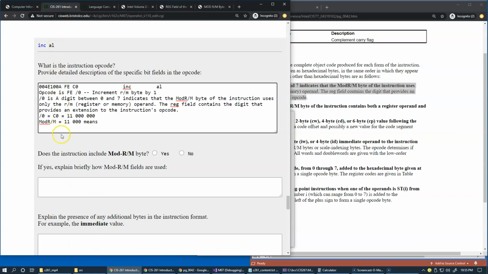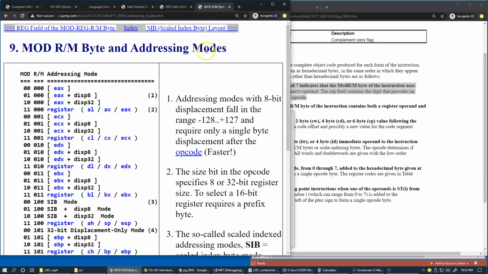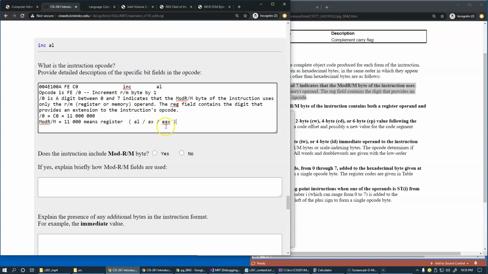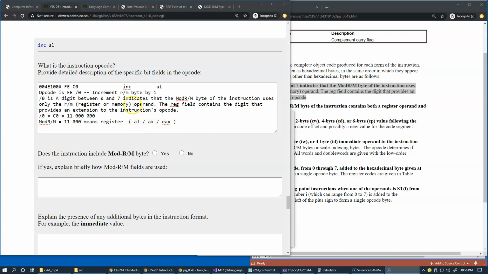And our case is 11000, which is here, and this is register AL, AX, or EAX, right? So we can keep copying, it means AL, AX, or EAX, but in our case we know that our choice is a byte increment, byte by 1. So this is the byte. This is 16-bit and this is 32-bit. So it means register AL, right? So we can just get rid of the rest of this, and that's our answer to this challenge.